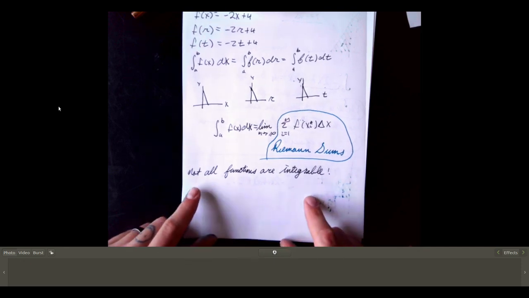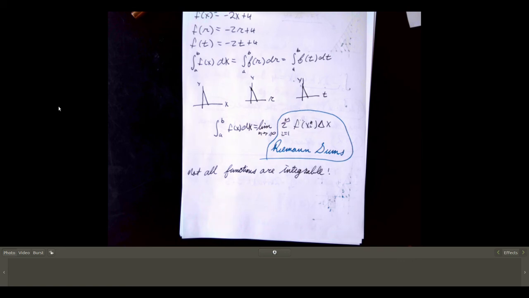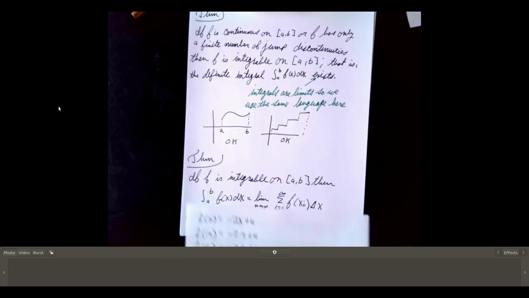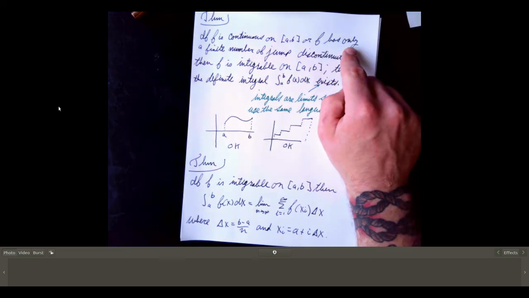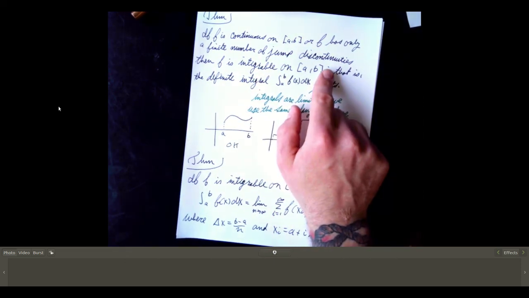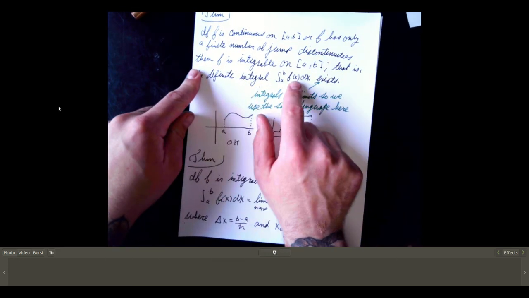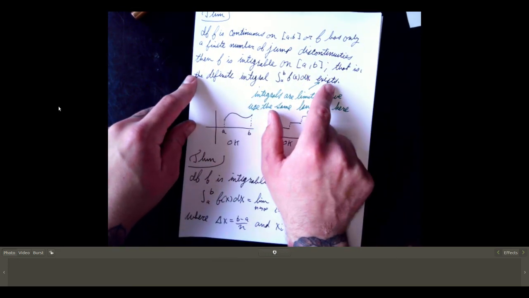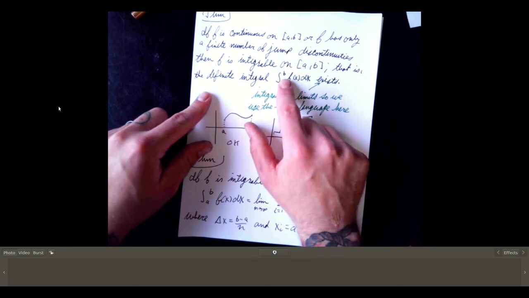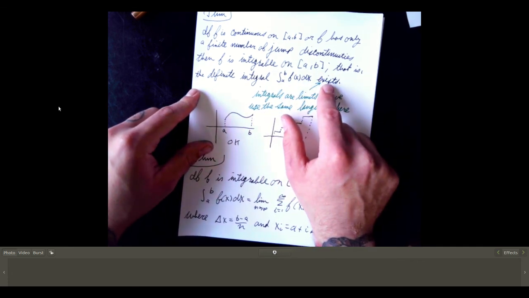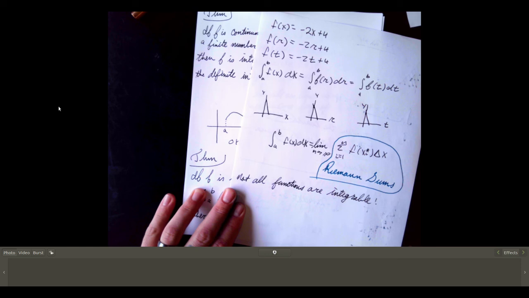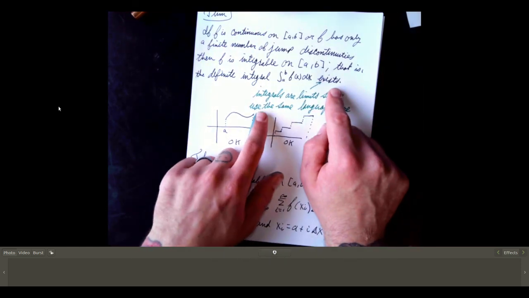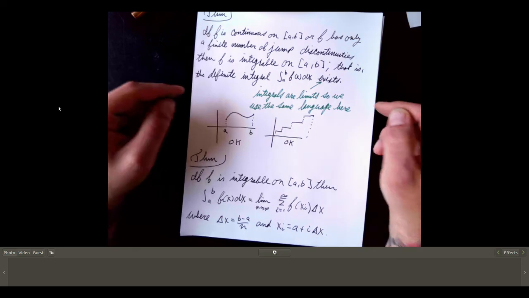And finally, not all functions are integrable. We have two theorems for now that are going to help us to know which ones we can integrate. So the first one: if f is continuous on a to b, or f has only a finite number of jump discontinuities, then f is integrable on the closed interval from a to b. That is, the definite integral, the integral from a to b of f of x dx, exists. And so remember, integrals are limits. So that's why we're talking about an integral existing. Integrals are limits, so we use the same language here.